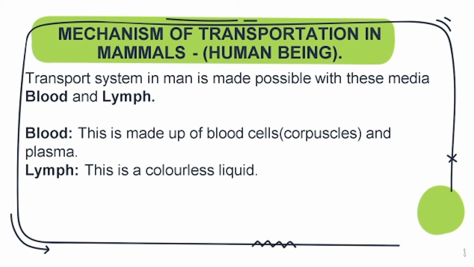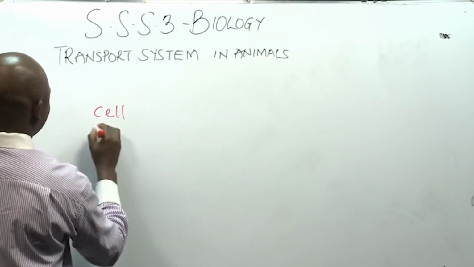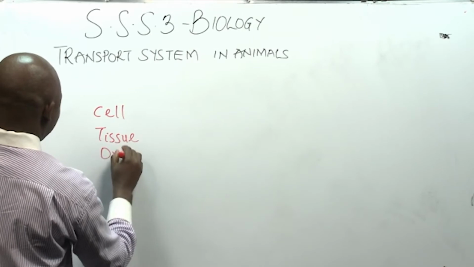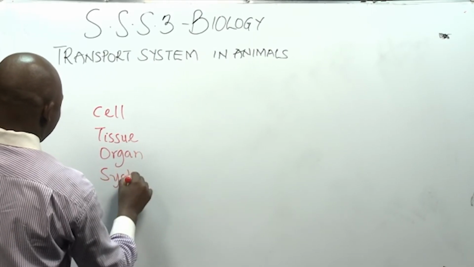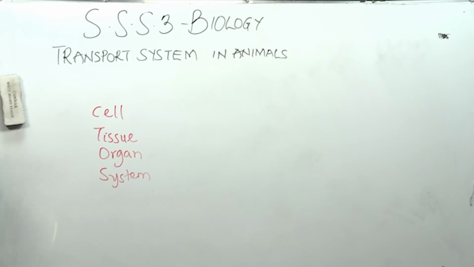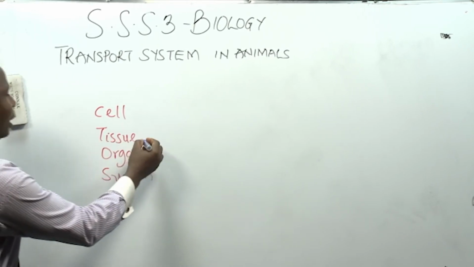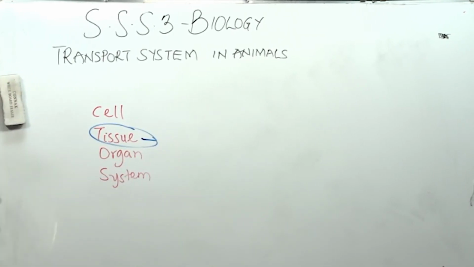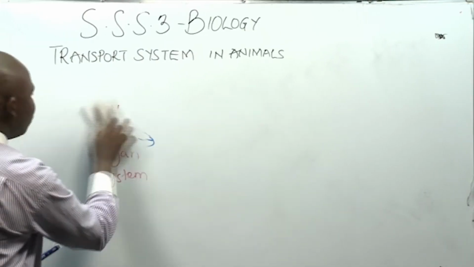Blood is a liquid tissue, meaning it's at the second level of organization. Remember, cell, tissue, organ, and system. In describing a term, we try to explain some of the features. Now, I said blood is a tissue. That is to tell you that it's in the second level of organization of life. So it's a tissue in our body, and it consists of two main things. These are plasma and blood cells.